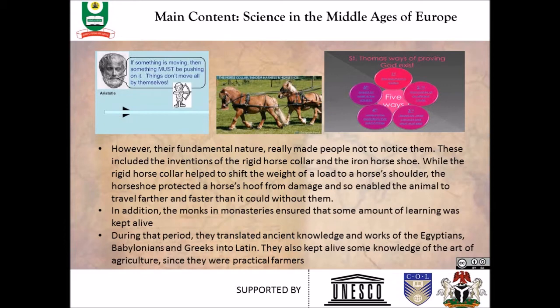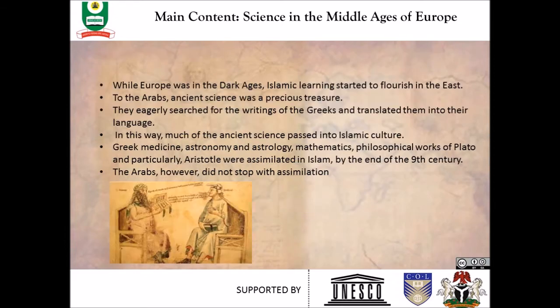While Europe was in the Dark Ages, Islamic learning started to flourish in the East. To the Arabs, ancient science was a precious treasure. They eagerly searched for the writings of the Greeks and translated them into their language. In this way, much of the ancient science passed into Islamic culture.